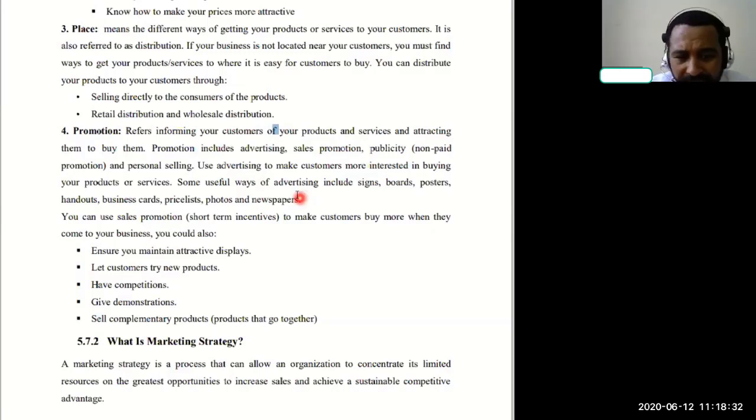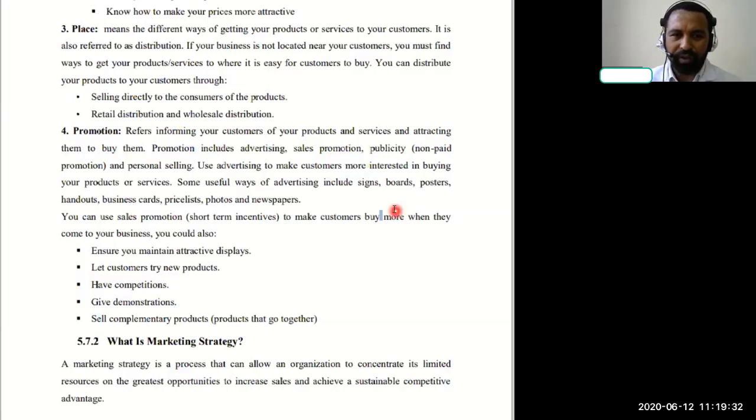There are different means of promotion, or different mixes of promotion. You can communicate with your customer about your product through advertisement or sales promotion. Sales promotion is providing some amount of product to customers free of cost. The other is publicity, sponsoring some events. Then there is paid promotion. Sometimes a business organization sponsors events like athletics or football. There are a number of events that an organization promotes to communicate with their customers about their product.